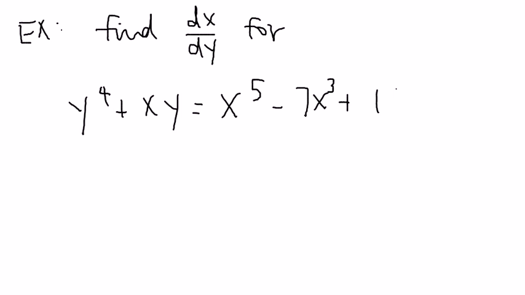Okay, so what I want you to try on your own is I want you to find dx over dy for y to the fourth plus xy equals x to the fifth minus 7x to the third plus 1. Try that on your own, and we'll talk about this more in class. And another thing that I want you to note is when I'm asking you to find, notice this is different than what I have shown you, but you can still do it using the same process. Just think about it a little bit more.